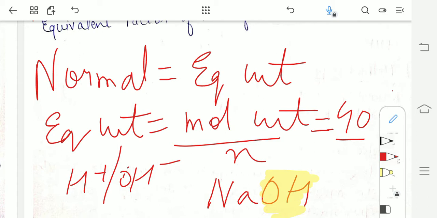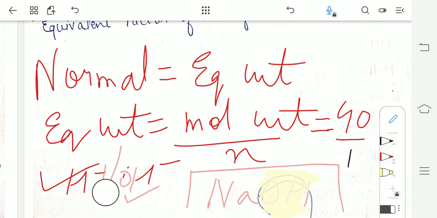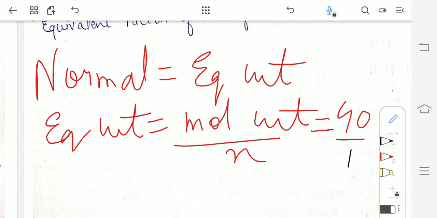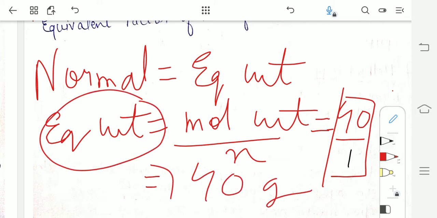Alright, we said that n factor is the number of replaceable H positive ions or OH negative ions. In the case of NaOH there is one replaceable OH ion, so the n factor for NaOH is 1. I hope this is clear. When we perform this calculation we will get 40. So the equivalent weight for our compound, NaOH, has come out to be 40 grams. What does this mean?